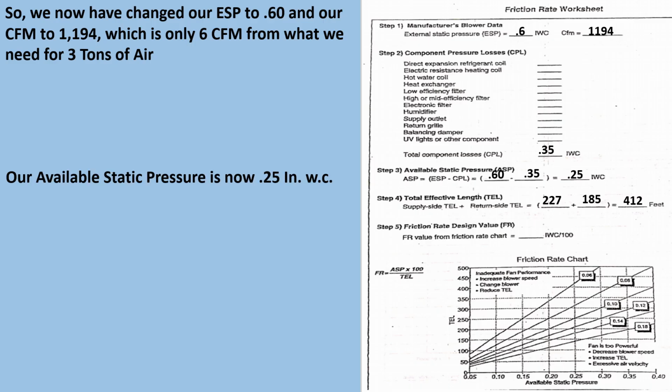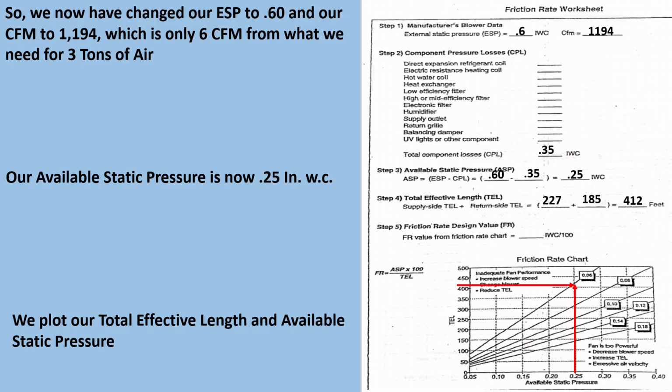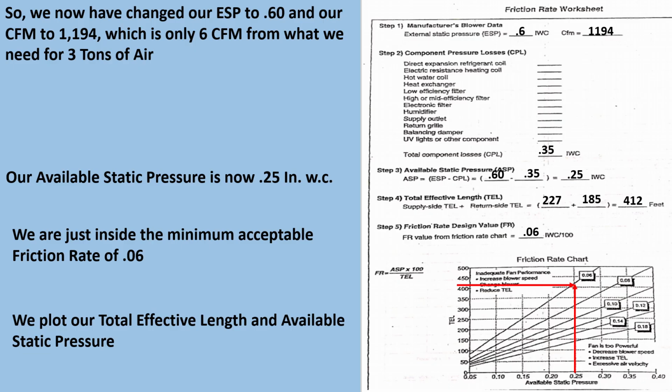Our available static pressure is now 0.25 inches of water column. We plot our total effective length and available static pressure, and we are just inside the minimum acceptable friction rate of 0.06. So, yes, we will lose a little efficiency on the motor, but again, you really don't have much choice with the pressure drop that's required. But that's just a way to do it if you can't change anything else.